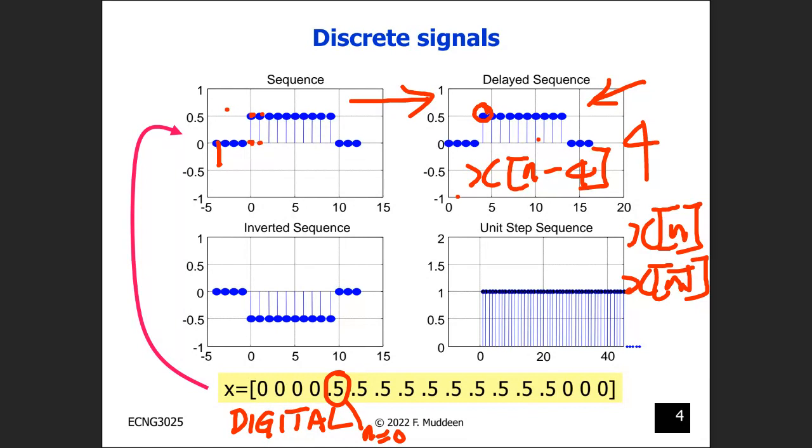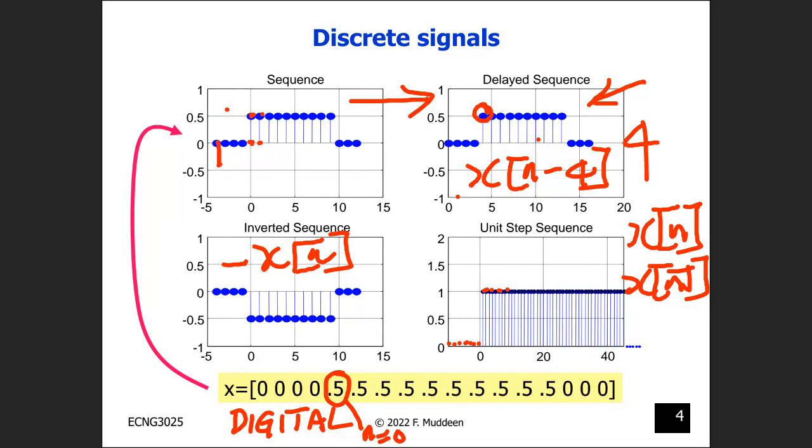Okay. And here's an inverted sequence. This is the same one, so this one is minus x[n]. And then the one at the bottom right-hand of your screen is a discrete-time unit step. If you look at that, it's 0 all the way before n equal to 0, and then 1 at all the points afterwards.